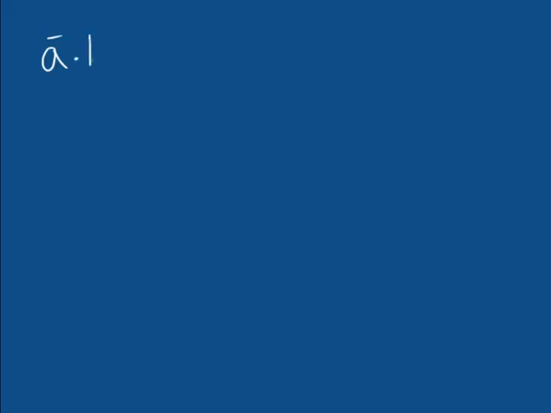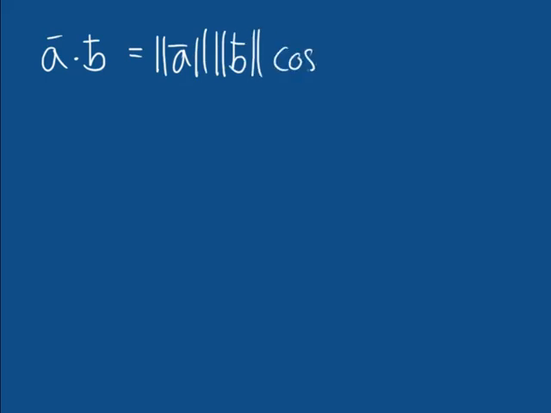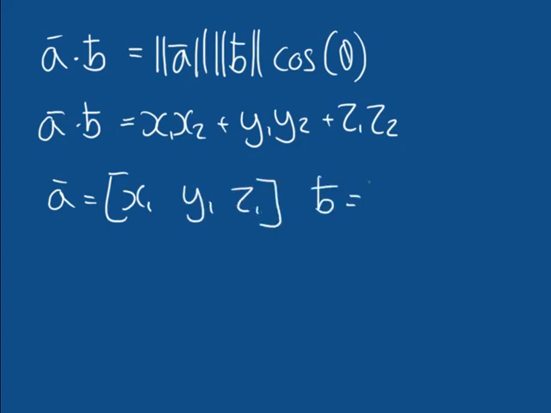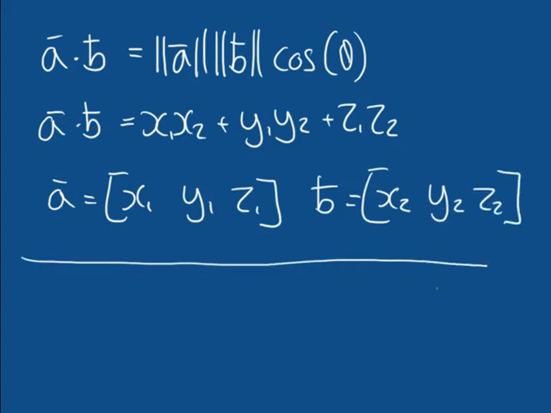So one is that a dot b is equal to the magnitude of a times the magnitude of b multiplied by the cosine of the angle between them. And the other is that a dot b is equal to x1 x2 plus y1 y2 plus z1 z2, of course, if a is equal to (x1, y1, z1) and b is equal to (x2, y2, z2). So these are our definitions for our dot product.